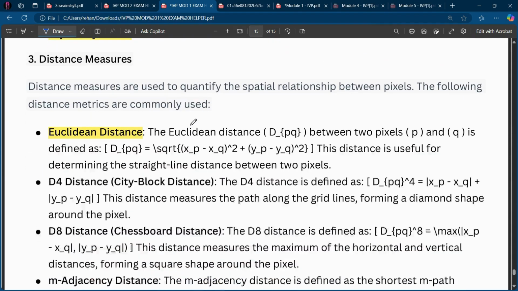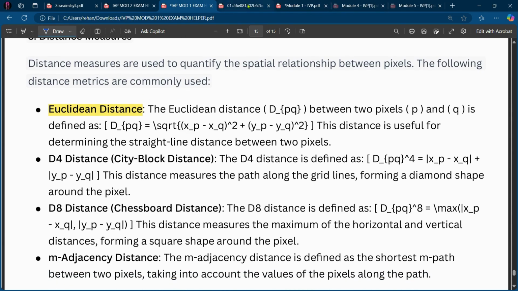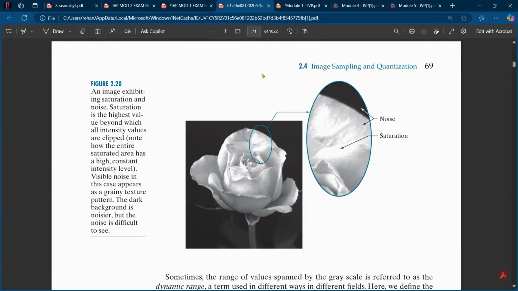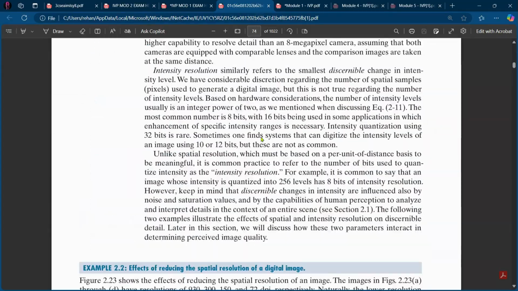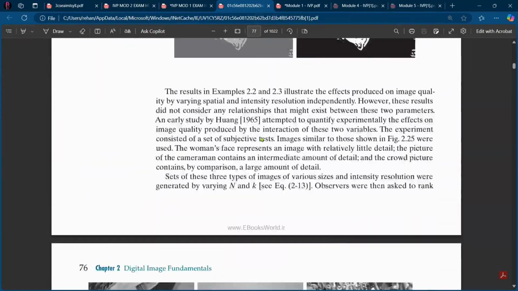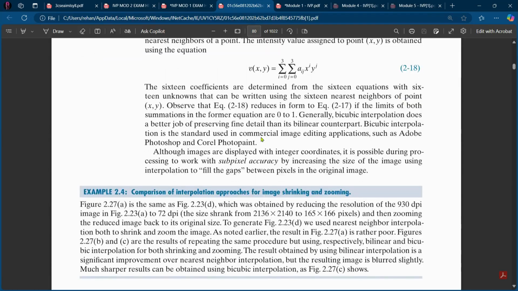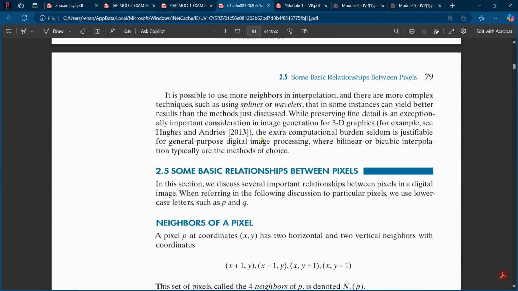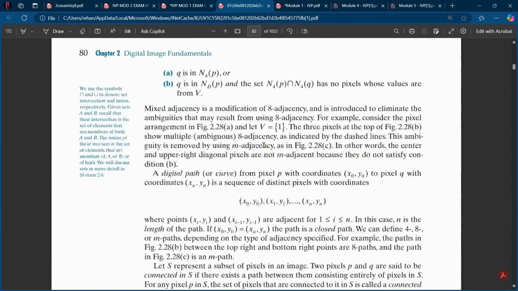Then here distance is nothing but, here you will have to go very far down. So this page is 66. Let me just go to 71. I should still go down. It will come somewhere over here. Some basic relations. This goes as neighborhood.